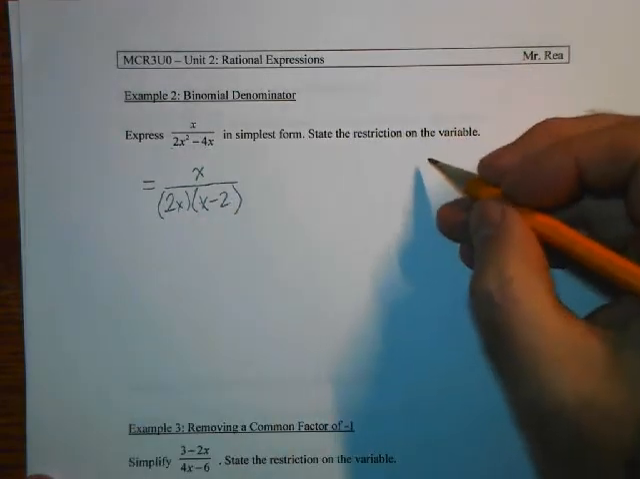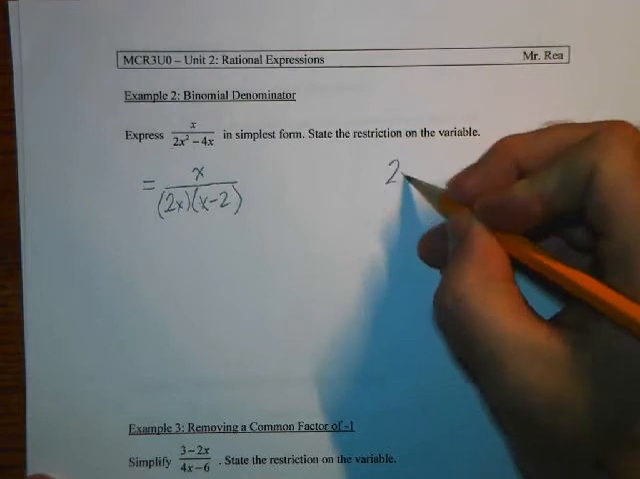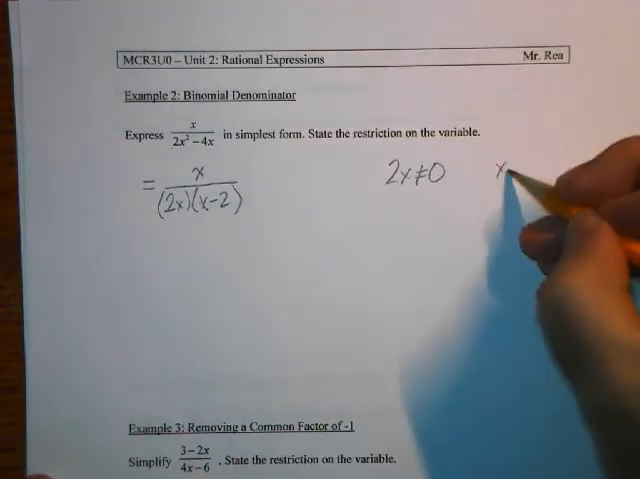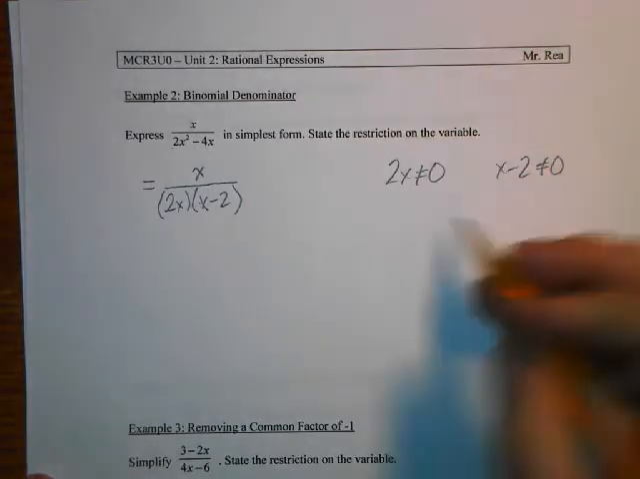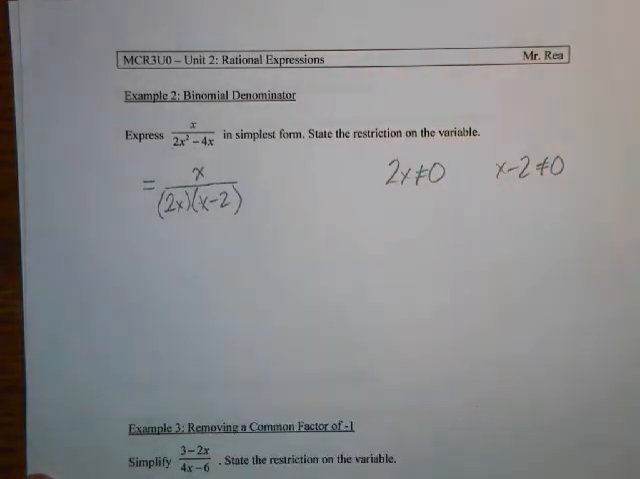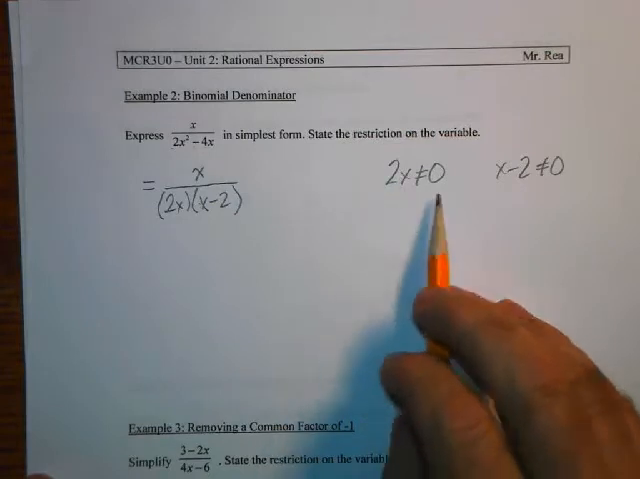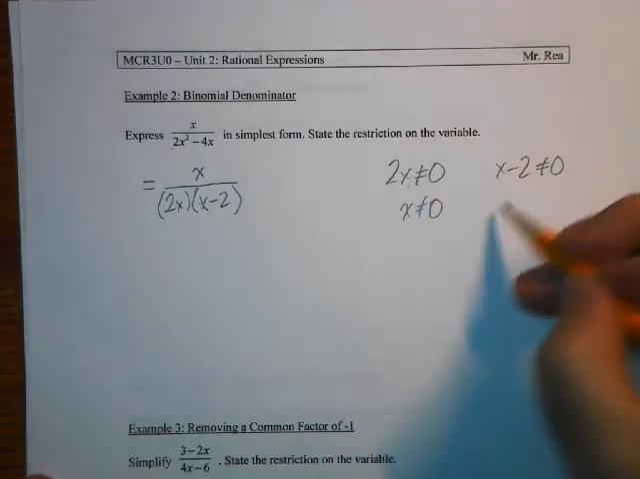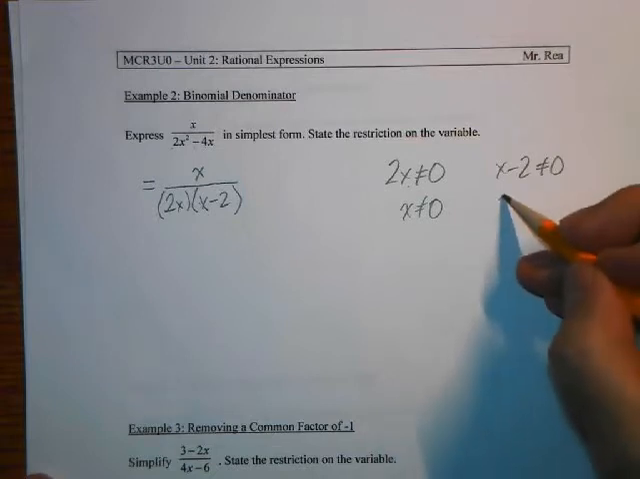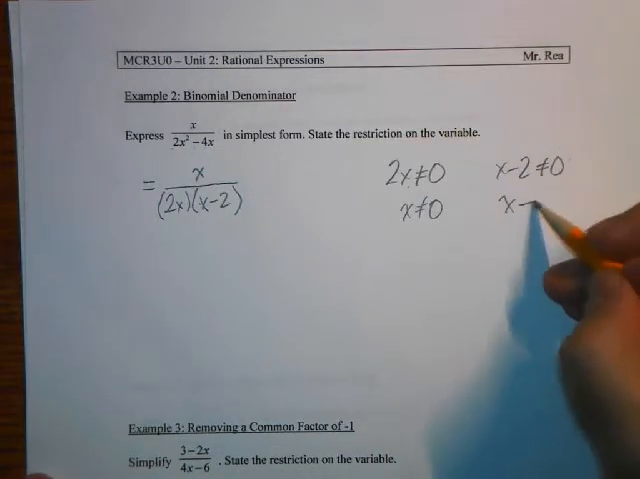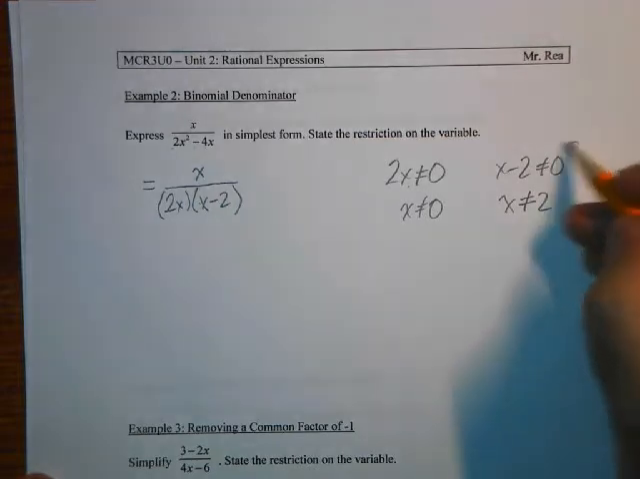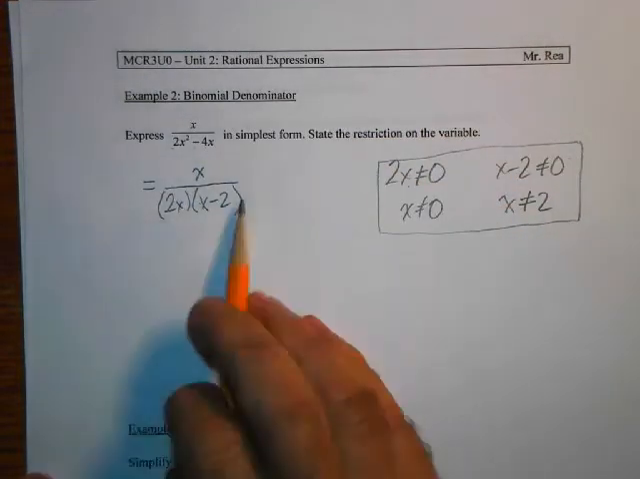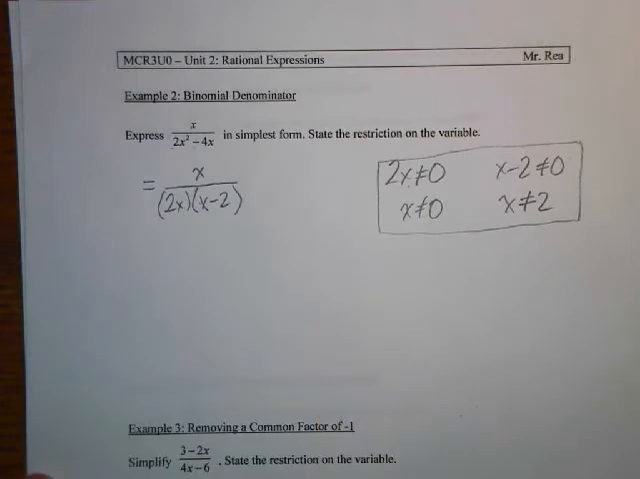Okay, so I've got two things. I've got 2x cannot be equal to 0, and I have x minus 2 cannot equal 0. So when I basically solve for x here, what x can't be, divide both sides by 2, still get x cannot equal 0, and here I would add 2 to both sides, x cannot equal 2. So I've done all my restriction work before I lost what was going on here.